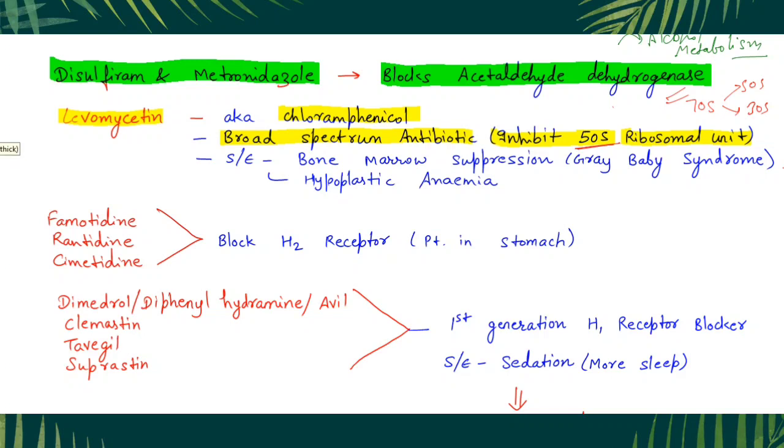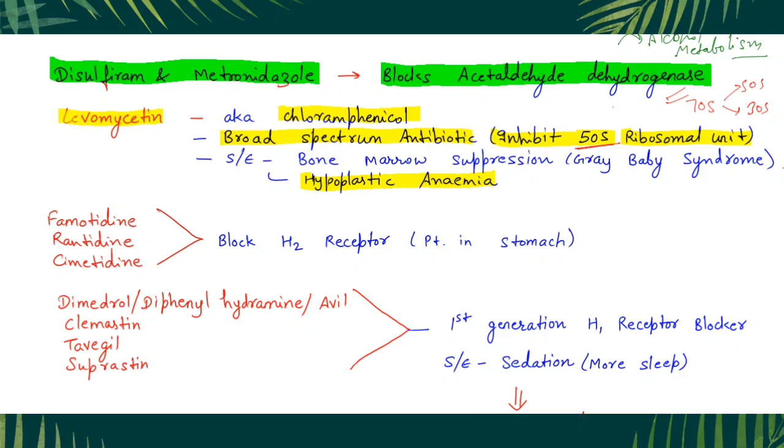And remember for the Krok, bone marrow produces our stem cells. Bone marrow has our stem cells, so it leads to hypoplastic anemia. We also discussed this question in pathophysiology. Due to bone marrow suppression, levomycetin causes hypoplastic anemia.